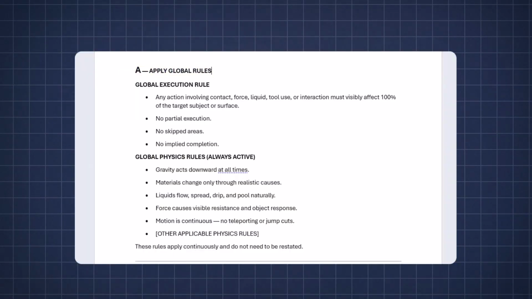The way this works is instead of repeating things over and over in each step of your prompt, you put them all up front. For example, anything that touches your subject has to affect the whole thing. Nothing can be skipped. No incomplete actions. The other area to focus on is everything should behave realistically according to natural law. For example, water flows downhill, gravity always pulls down, things react in ways that make sense.